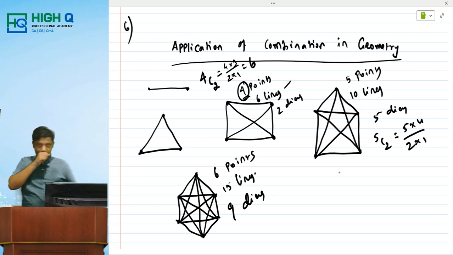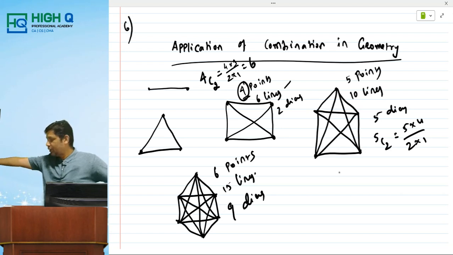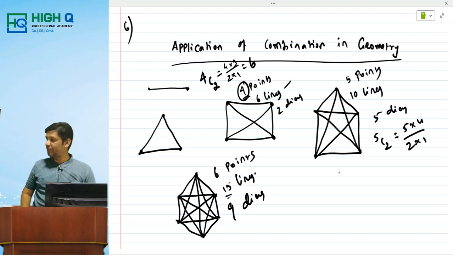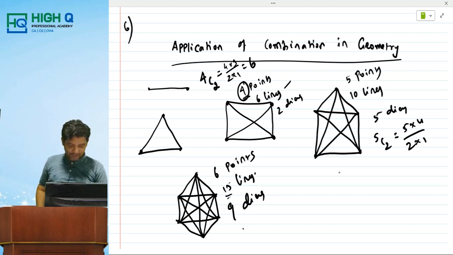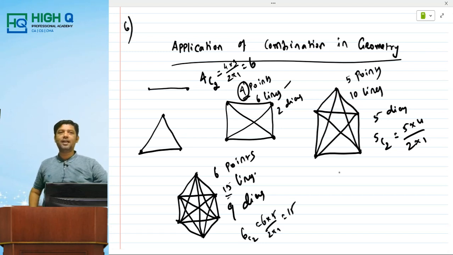Now, for 6 points, how many lines can be drawn? 6C2 lines. Are you going to check like this? No, 6C2 lines can be drawn, sir. I already got it, 15. If 6C2 gives 15, I am happy. So what is it, my dear? Say yes or no.